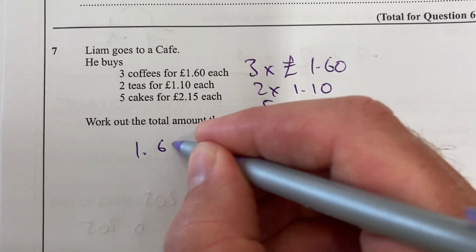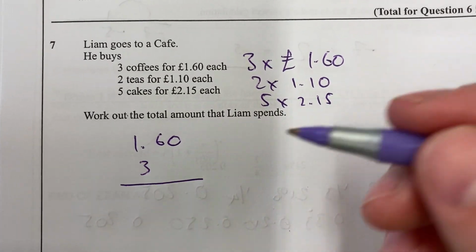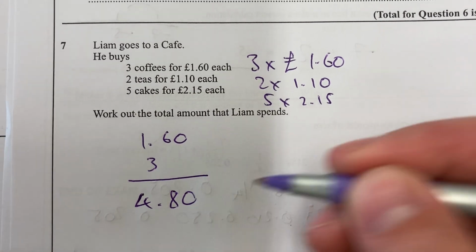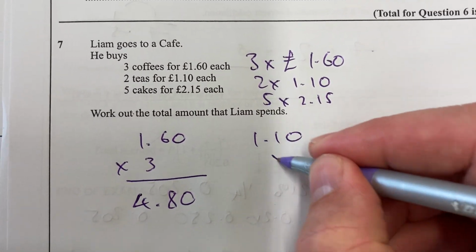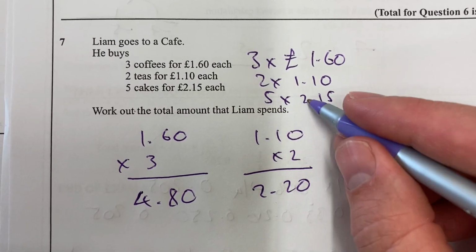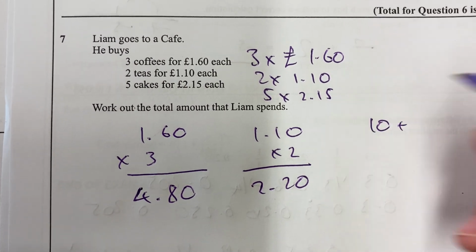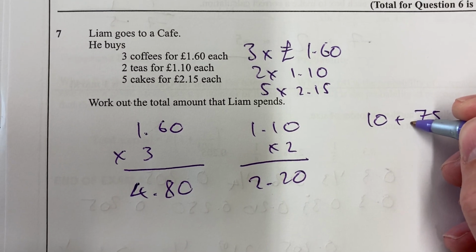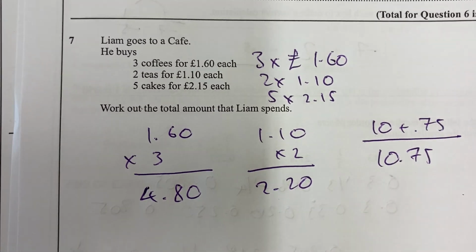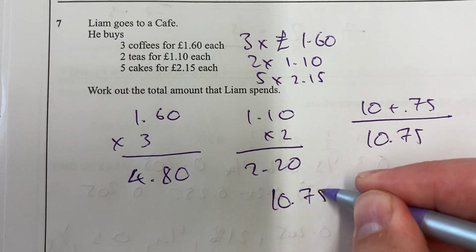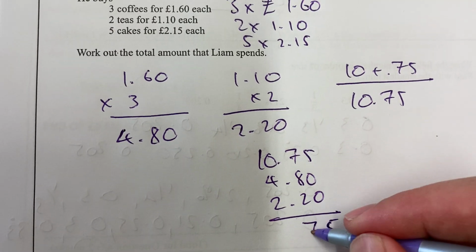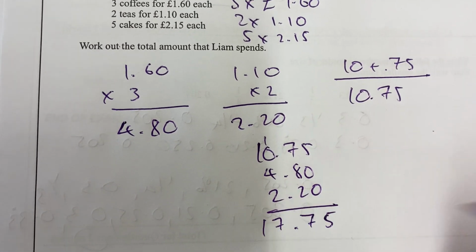3 times £1.60. So 2 of them would be 3.2, 4 of them would be 4.8. So £4.80. 1.10 times 2, £2.20. 5 times 2.15, well, I'm going to do it. 5 times 2 is 10 plus 75 pence. And I should get 10.75. That gives me the 3 that I need to then add. 10.75, 4.80, 2.20, and add those up. And I get £17.75.